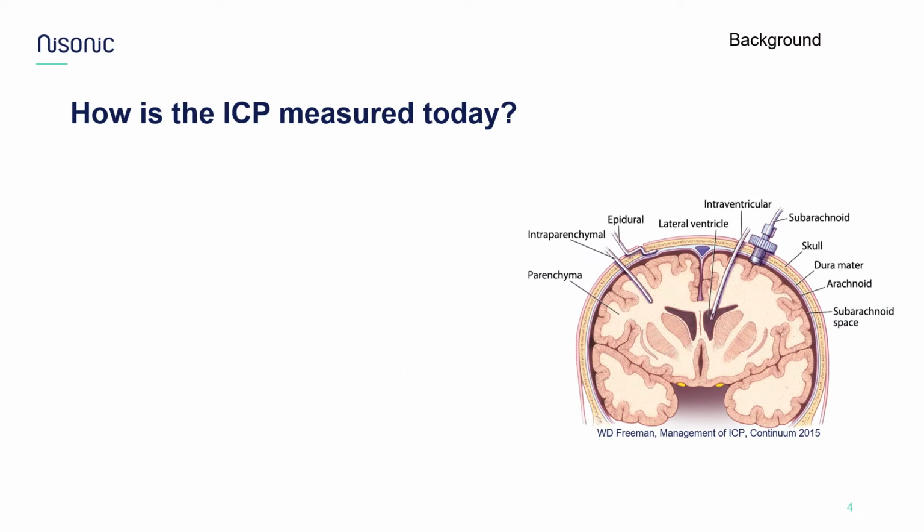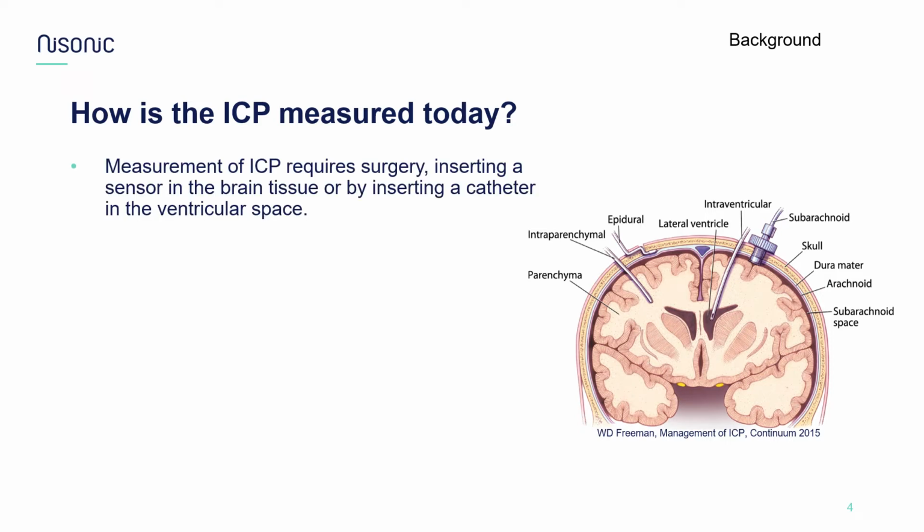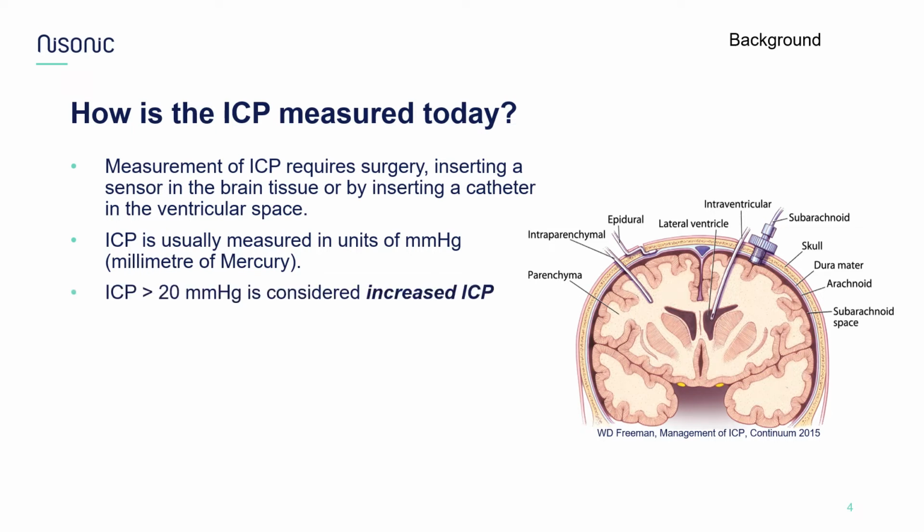There are several techniques for measuring ICP, but all the conventional methods today require brain surgery. The measurements can be performed by inserting a catheter into the ventricle centrally in the brain, or by placing a pressure sensor in the brain tissue.